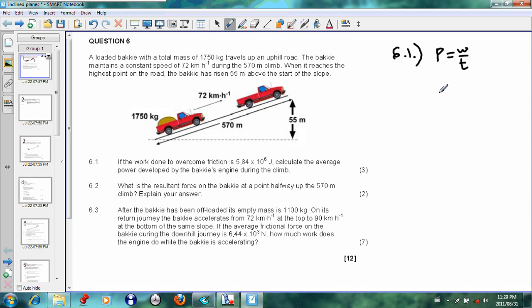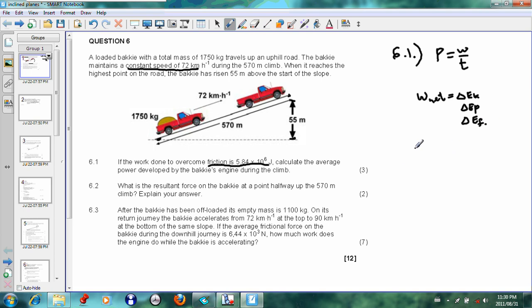Now, if we look at this question, what is the work done? Our net work done is the work that the bakkie does in going from the bottom of the slope to the top of the slope. And the work that it does in this case is an increase in height. If you look at the kinetic energy, it's constant speed. And they tell you that the work done to overcome friction is that amount. So your net work will be basically your change in kinetic energy, your change in potential energy, and your change in the energy due to friction.